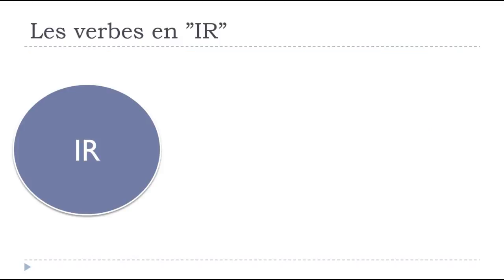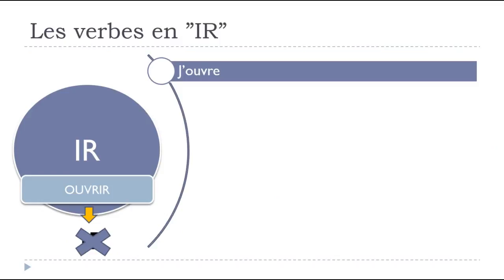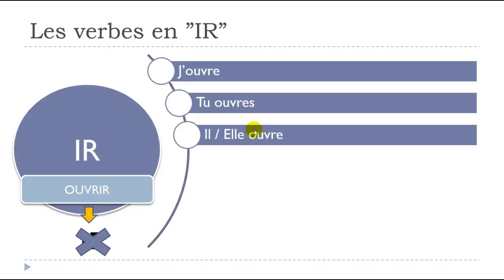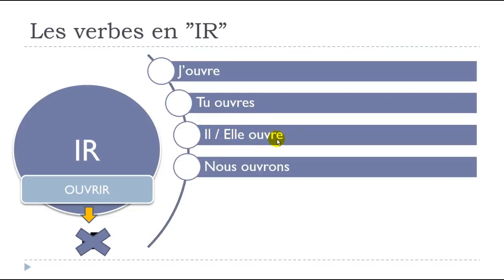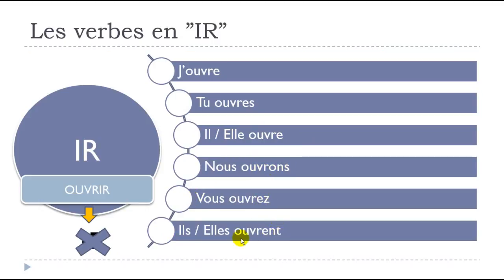So the verbs ending with er, and in that case, I thought it might be interesting to take the verb ouvrir. Ouvrir is to open, so it's quite useful. And so the idea is that this final er will be taken away to get the stem, the root. And so after that you will get j'ouvre, tu ouvres, il ouvre, elle ouvre, nous ouvrons, vous ouvrez, ils ouvrent, elles ouvrent.